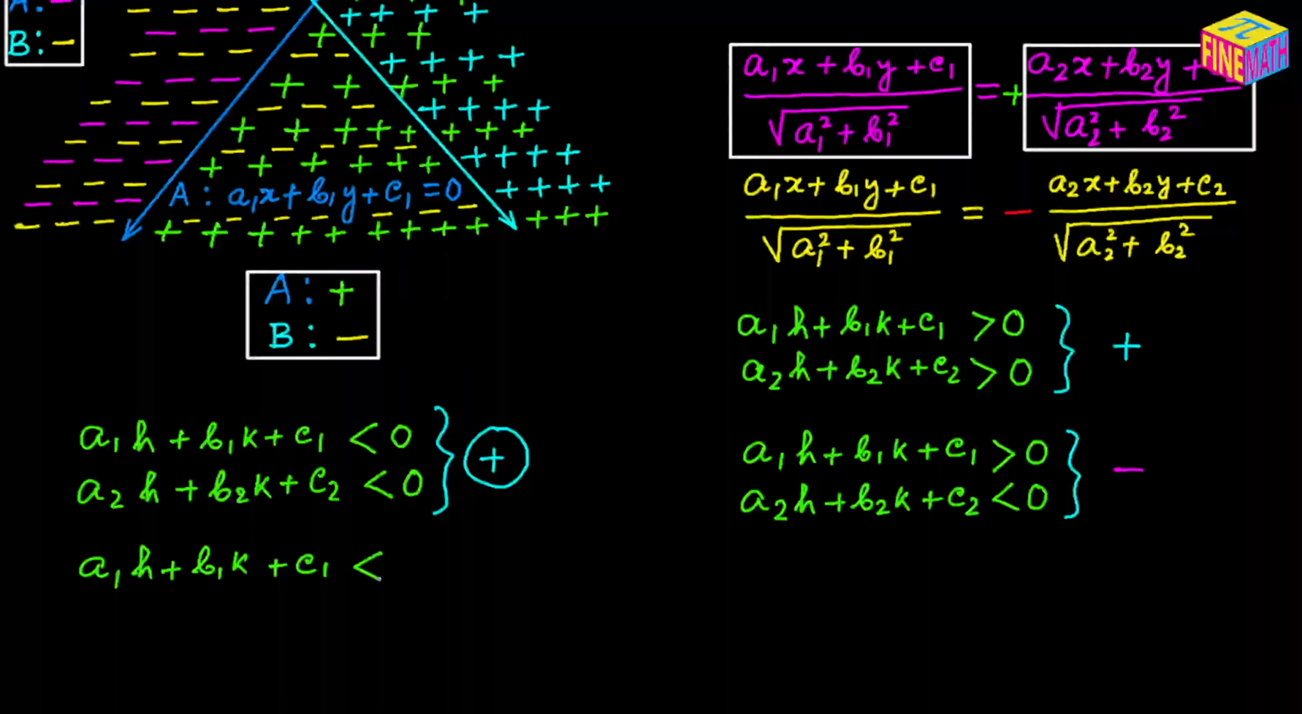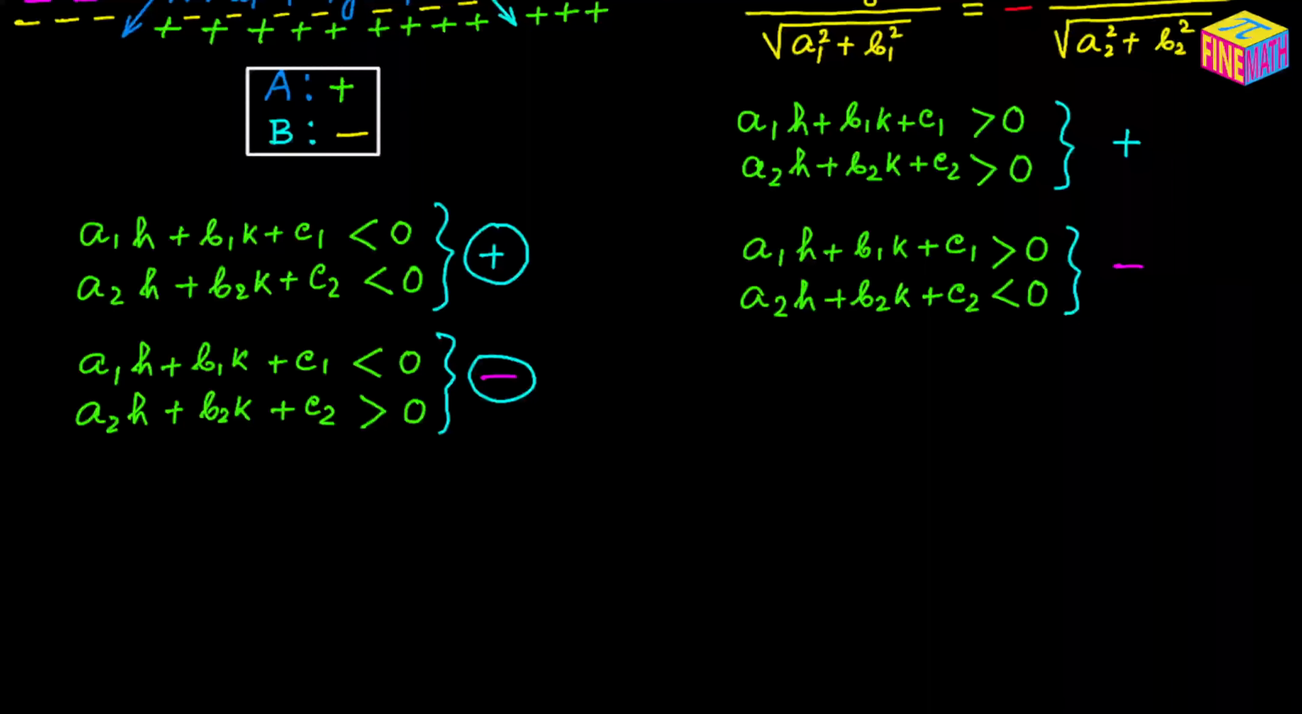This is negative for A, and A sub 2 times H plus B sub 2 times K plus C sub 2. This is positive for straight line B. So this situation is like this, and here we need to go with a negative sign. Now here again, why do we need to go with a negative sign? Well, because of the same example.